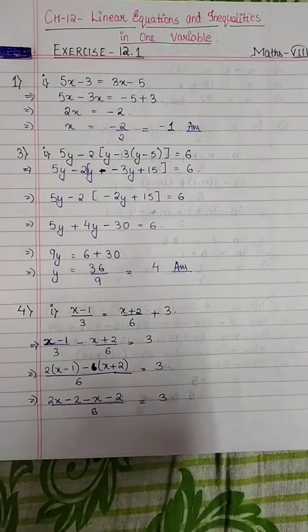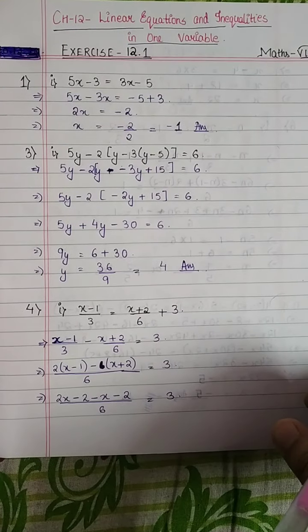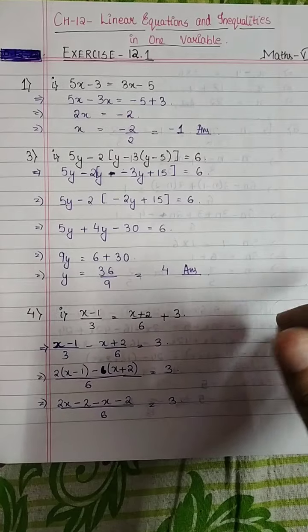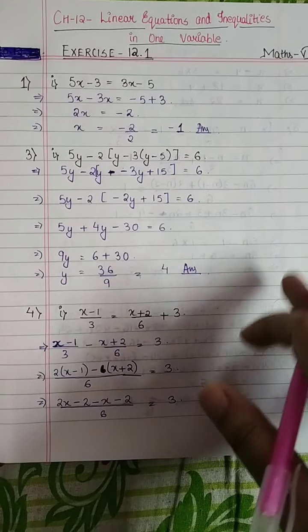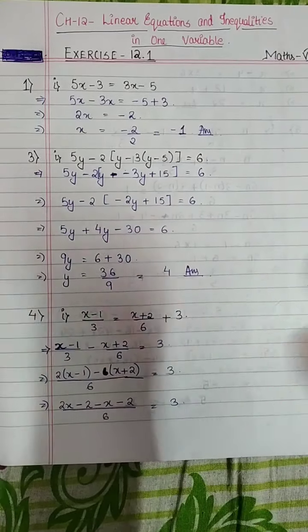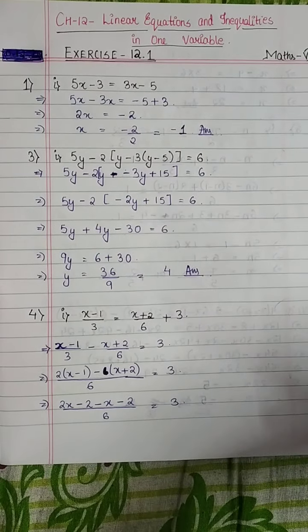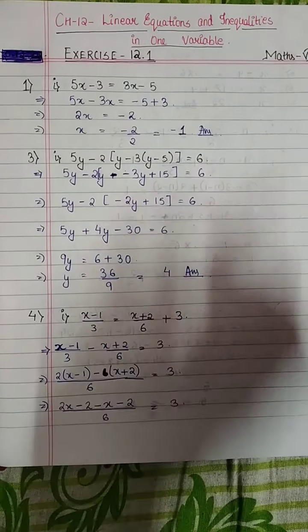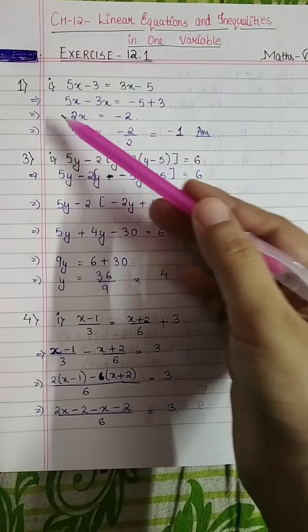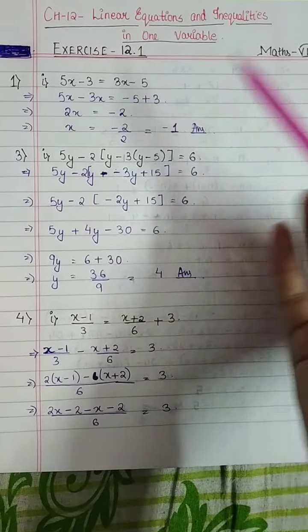Good morning, class 8. Today we are going to do chapter number 12, linear equations and inequalities in one variable. As you have already done in earlier classes, how to solve a linear equation. Now the first question is you have to solve the questions from 1 to 11. Okay, so first question, first part says 5x minus 3 is equal to 3x minus 5.